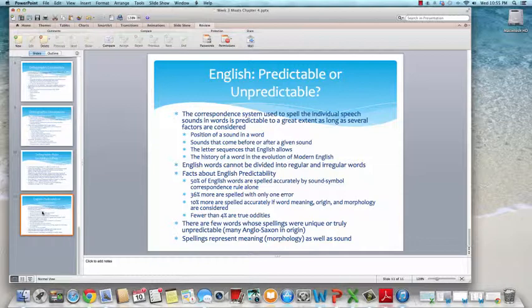So we can move into now, spellings represent meaning or morphology as well as sound. So it's not just a sound-driven system, whereas many other languages are strictly sound-driven. We have sound-driven, and we also are driven by our meaning. And so we'll discuss that more next week when we get into morphology.